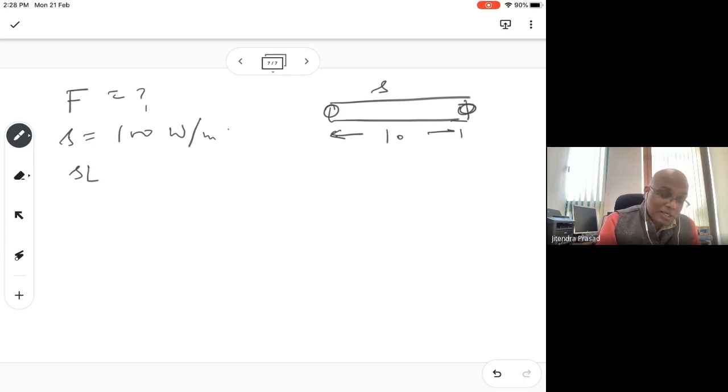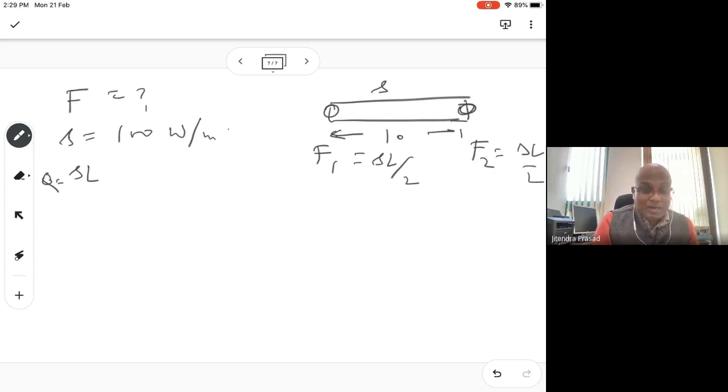It is a total energy, energy per unit time, that's in watts. So total Q will be given like this, energy generated, and half of it should come here, half should come here. So if it is F1 and F2, F1 will be SL over 2, F2 will be SL over 2. We have seen that earlier. When you have to solve this problem in a quiz, this is how you will do it.